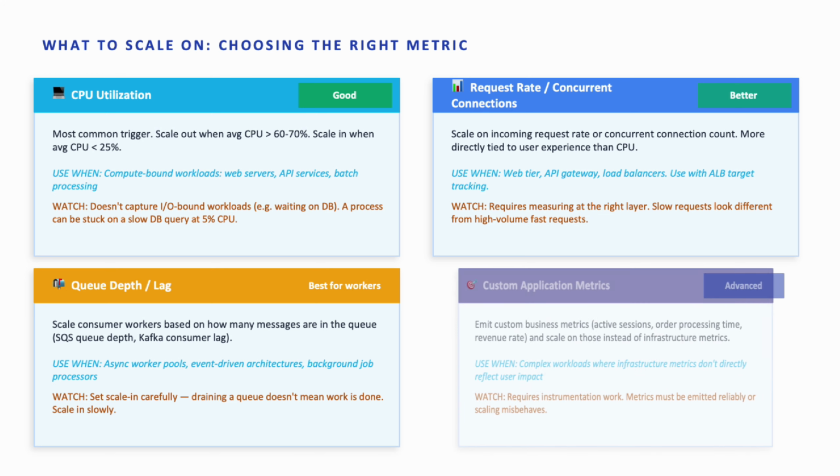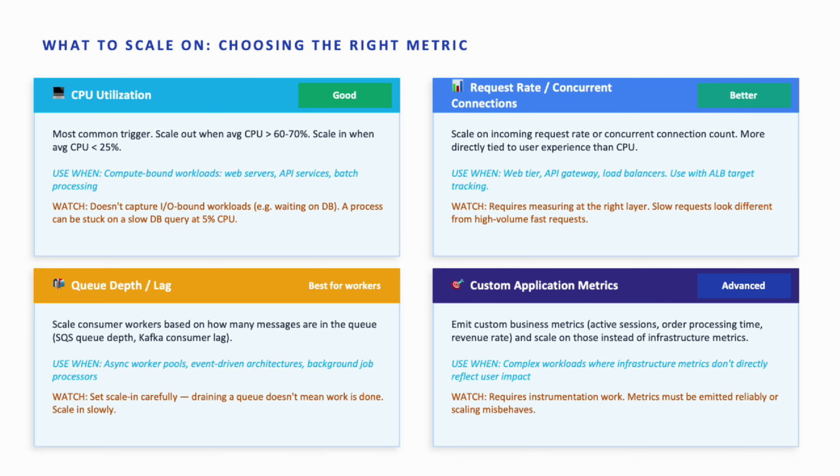Then the fourth scaling metric that we have is custom metrics. For mature applications, you can emit business metrics and scale on those, right? Like Netflix scales based on streaming requests, not CPU. This takes instrumentation work but gives the most precise scaling signal, right?